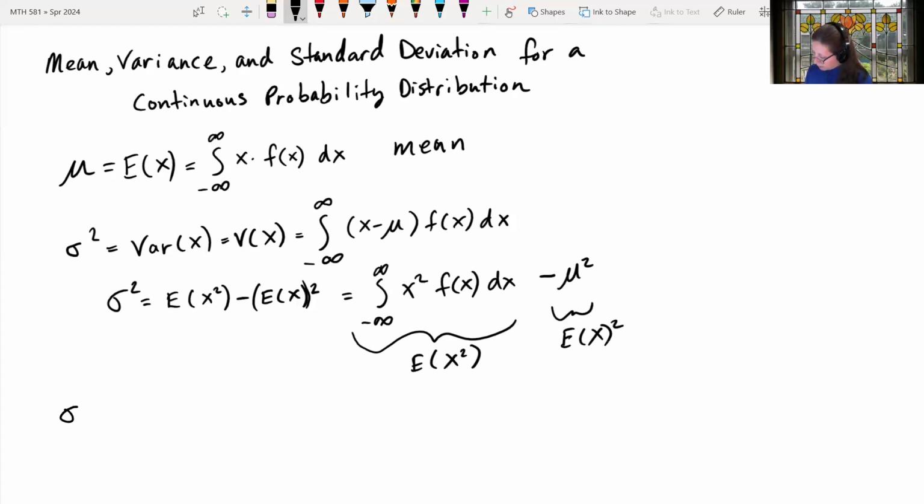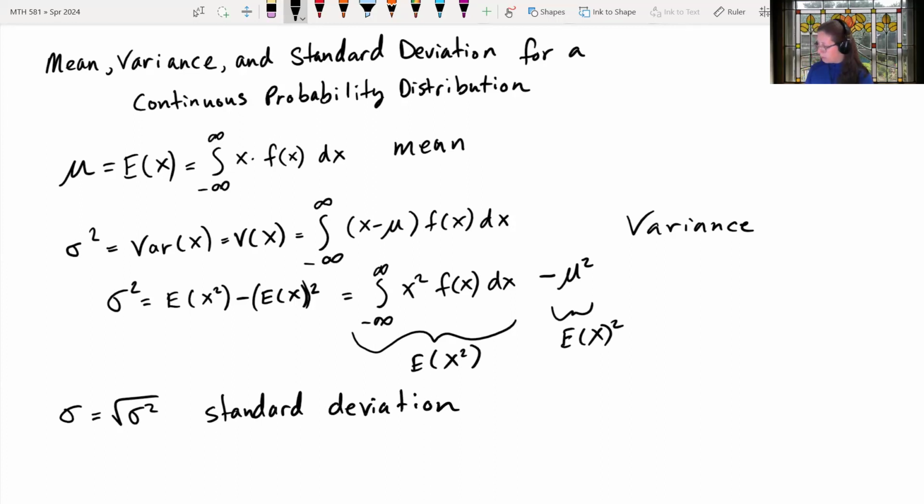And then the standard deviation, sorry, that's your variance. The standard deviation is just going to be the positive square root of your variance. And the advantage of putting things back in the standard deviation is that you get back to the original units, whereas the variance will have units squared. So let's look at an example.